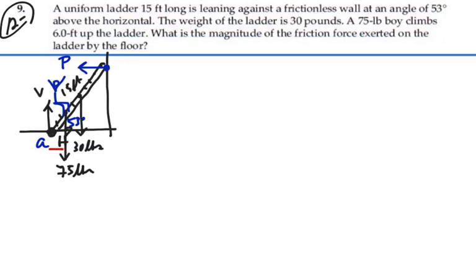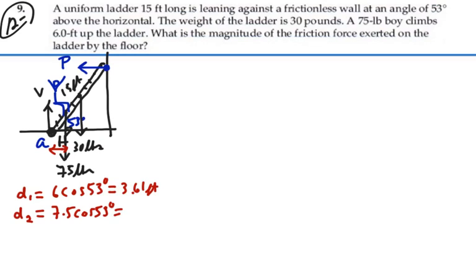As we look at the boy, he is 6 feet up at an angle of 53 degrees. So the moment arm for the boy is going to be this distance right here, called D1. It's going to be equal to 6 feet times the cosine of 53 degrees, which is 3.61 feet. That's the moment arm for the boy's position about point A. Then the weight of the ladder is halfway up, so D2 is 7.5 feet times cosine 53 degrees, which is 4.51 feet. That's the moment arm for the weight of the ladder.